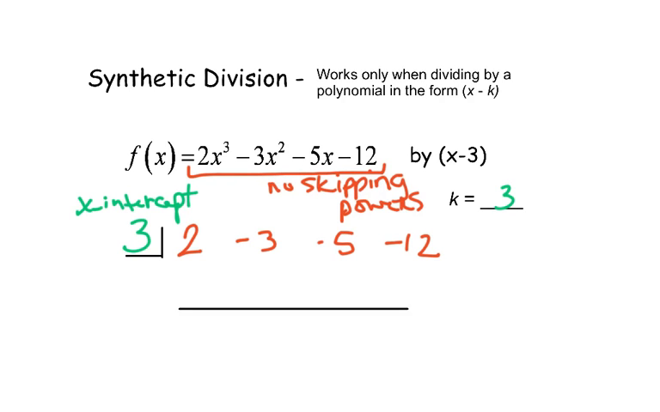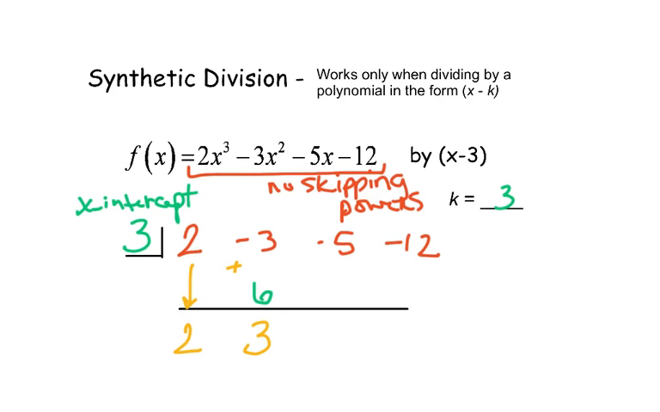And then we go through and we don't have to think about the powers anymore. So the first step is to bring the first number down. And then the next step is to take that 2 and multiply by 3. If we do 2 times 3, we're going to get 6. The result of that goes here, and then we actually add them together. So unlike long division, we're actually adding each of these pieces. So if we add -3 and 6, we're going to get 3.